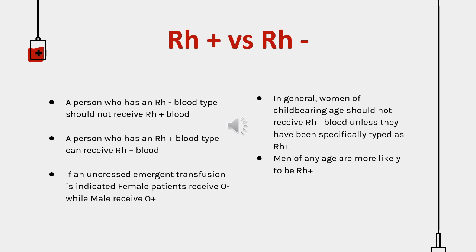If an uncrossed emergent transfusion is indicated for female patients, they should receive O negative blood, while a male patient can receive O positive blood. In general, women of childbearing age should not receive Rh positive blood unless they have been specifically type and screened as an Rh positive patient. Men of any age are more likely to be compatible or able to receive Rh positive blood.